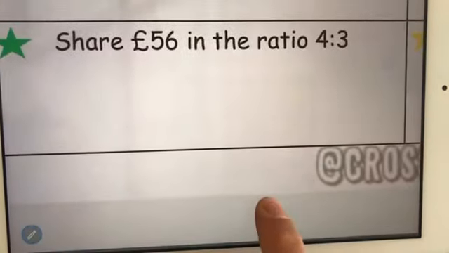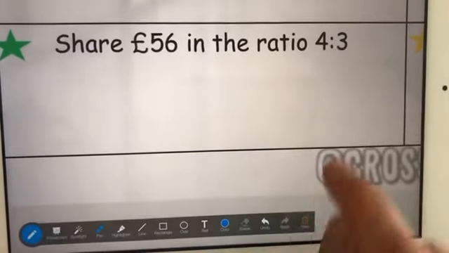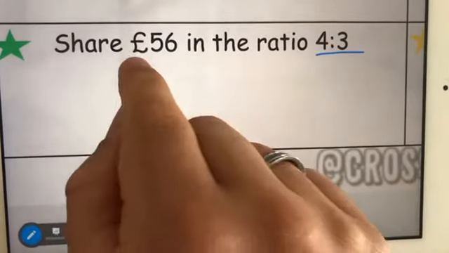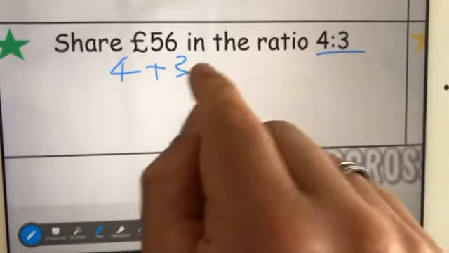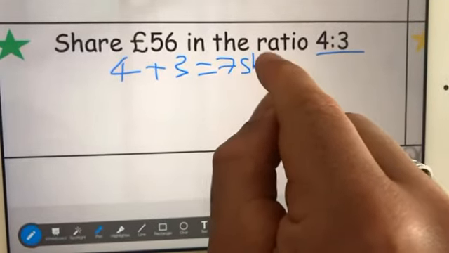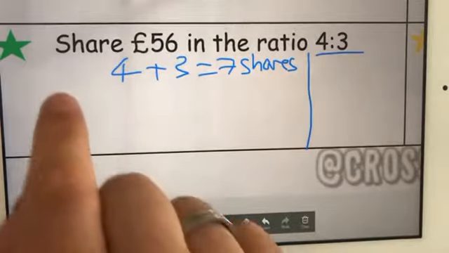Last 2 questions. Share £56 in the ratio of 4 to 3. I'm going to add my shares up first. Altogether, I got 7 shares. Okay, add them up first.